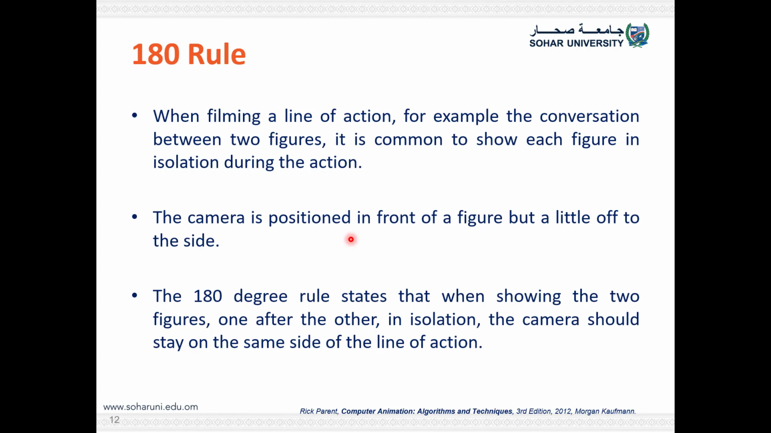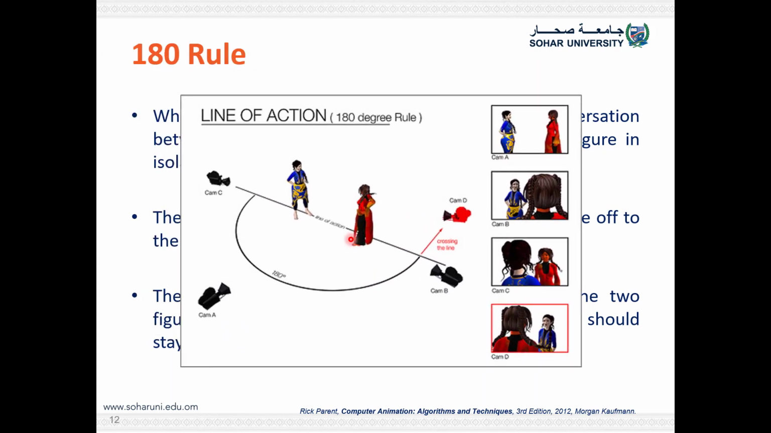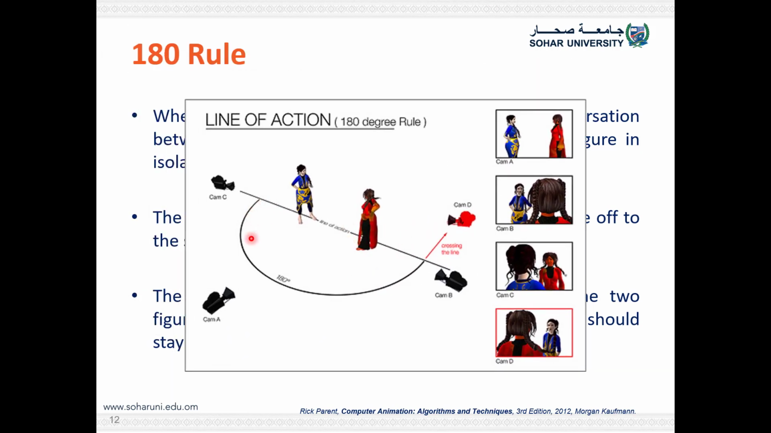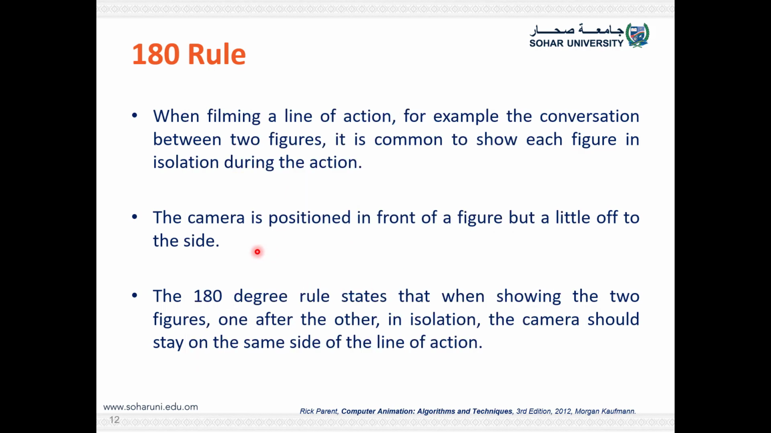Another one is called the 180 rule. Now maybe we see the figure to understand the concept. So this is the meaning of the 180 angle rule. Always this method will be used in case of a conversation between two figures, between two persons. So we need to show each figure in isolation during the action. So what's the meaning of that? In the 180 degree rule, we are showing the two figures one after the other in isolation, but we stay at the same side of the line of action.